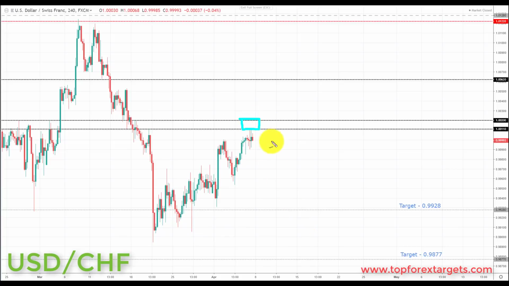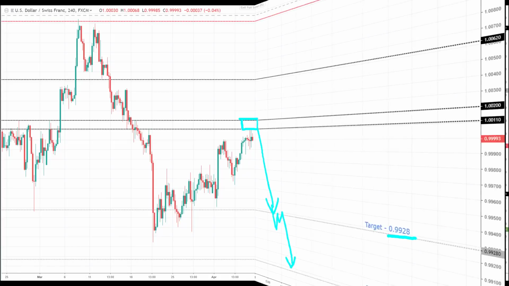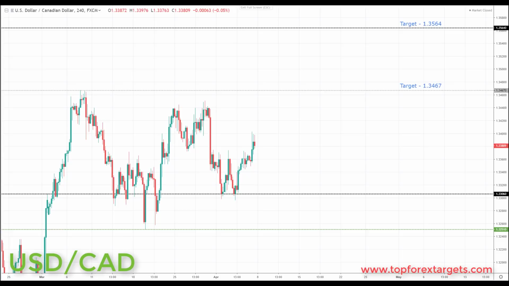And if we get the right kind of tradable bearish formations and patterns in this area, we're going to look at initiating shorts down towards the next key area of support to the downside and the target set at the 0.9928. And if we can get a break through here, we're going to be looking down towards the next key area of support to the downside and target 2 at the 0.9877. So next we're going to look at is US dollar CAD.